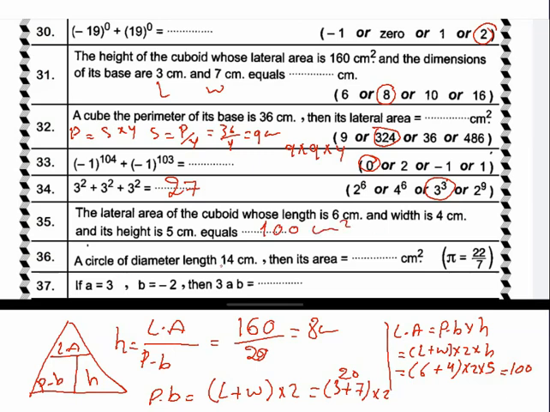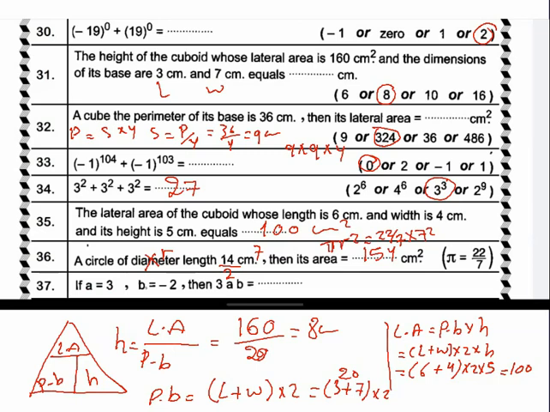A circle of diameter length 14, then its area. I said many times we don't need diameter. I need only radius. To get radius, divide diameter by 2, it will be 7. So its area equals pi r squared equals 22 over 7 times 7 to the power 2. It will be 154.